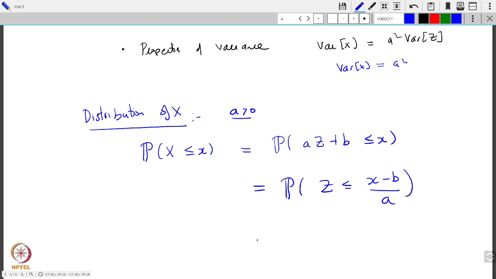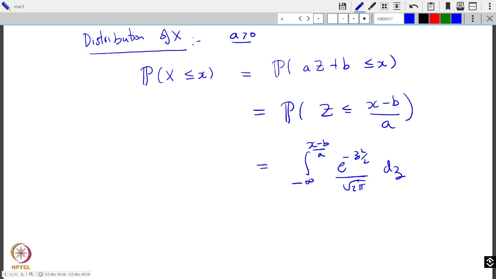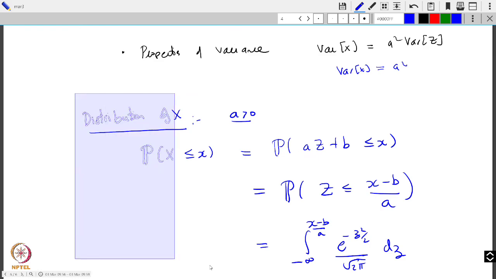But this we know by definition is the integral from minus infinity to x minus B by A of e to the minus z squared by 2 over root 2 pi dz. This is just standard so far. Right? Let me move this to a little bit of center of the page so that we all see it properly.